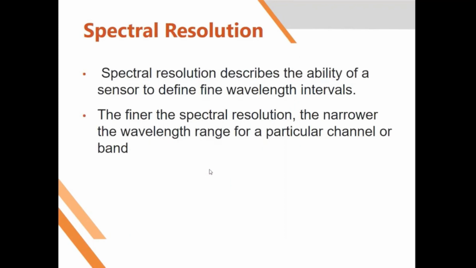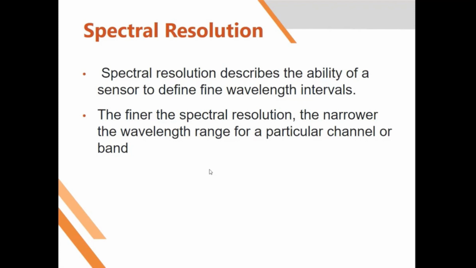So we go to spectral resolution. What is spectral resolution? Spectral resolution refers to the ability of the sensor to define fine wavelength intervals. What does that mean? In case we have a satellite that is able to record energy in narrow bands, then it has a very, very fine spectral resolution.